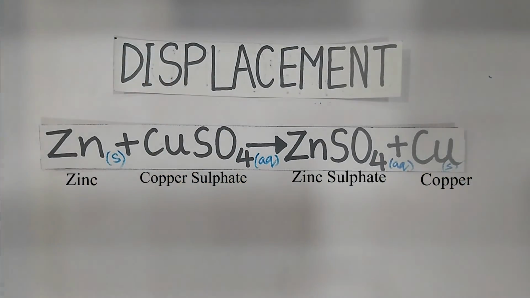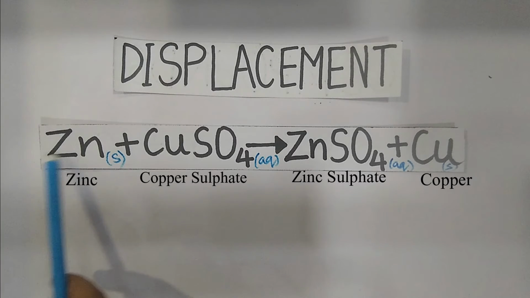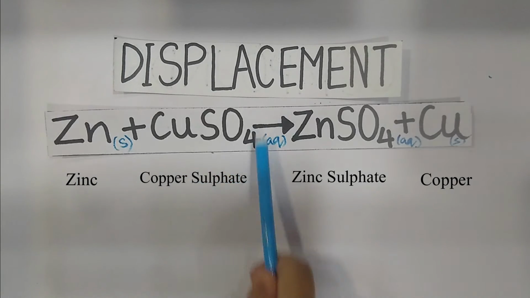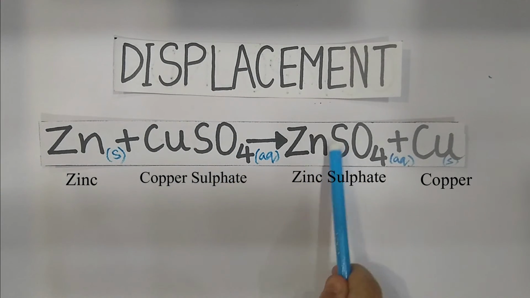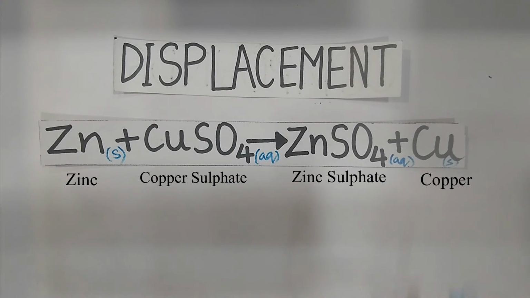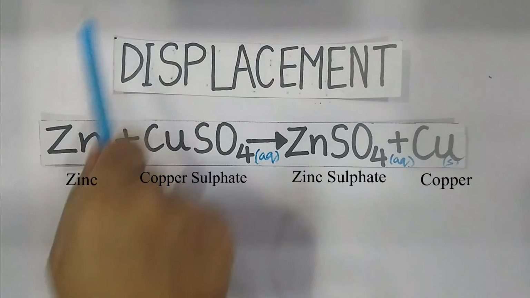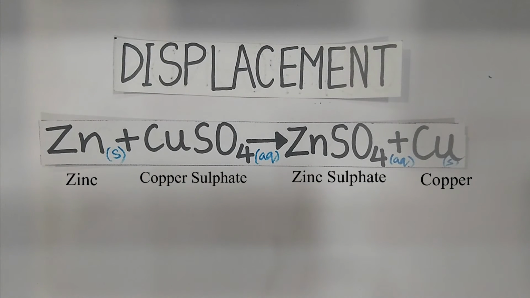Alright. Observe what happened. Zn is much more reactive than Cu. That is why it attracted SO4. So ZnSO4 was formed and Cu remained. So what was replaced here? Cu was replaced by Zn. That is why it is called a displacement reaction.